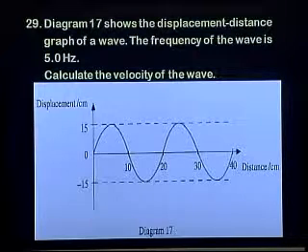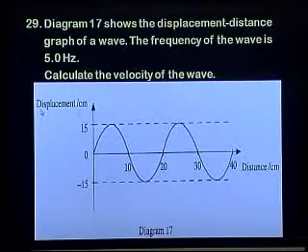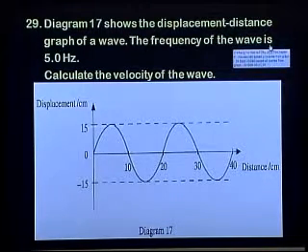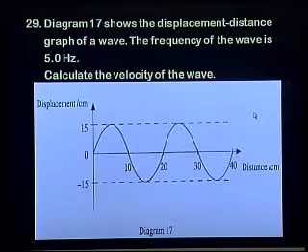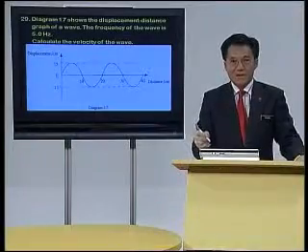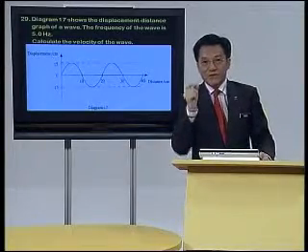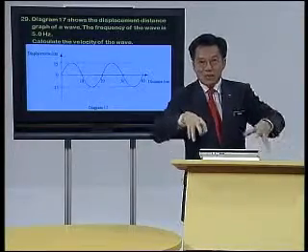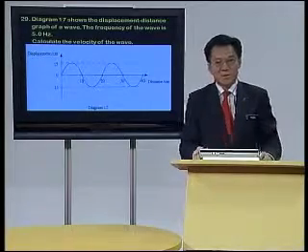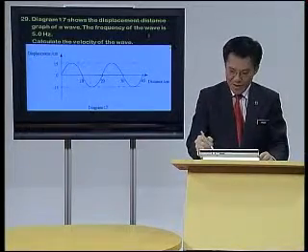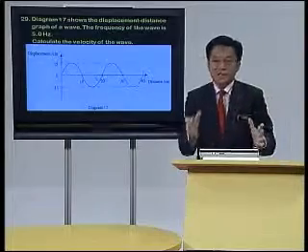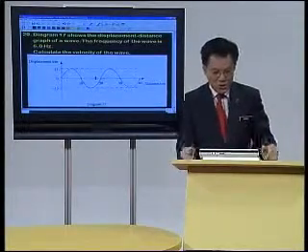Diagram 17 shows the displacement distance graph of a wave. Displacement versus distance. And the frequency of the wave is 5 Hz. Question is, calculate the velocity of the wave. Now this question looks very simple. Indeed, it is simple. But if you miss out the main concepts in this topic, you could be in trouble. Alright, so what is it? Let us do some writing to understand it. I will guide you along.